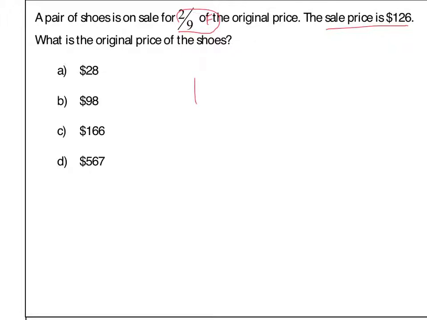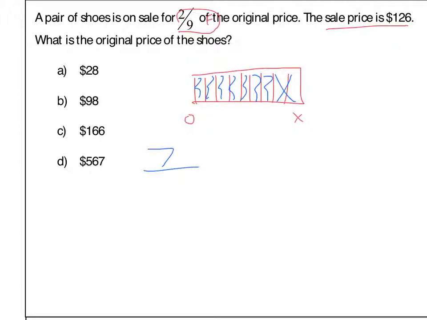So when we think about this, visually speaking, we're starting with an original price that is unknown. And we are breaking it into 1, 2, 3, 4, 5, 6, 7, 8, 9 pieces. 2/9 of those pieces will be taken off, leaving us with 7/9 of that original price, which is 7/9 of x, is equal to our price of $126.